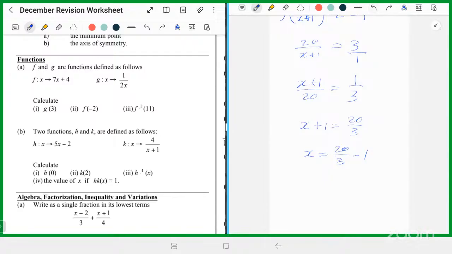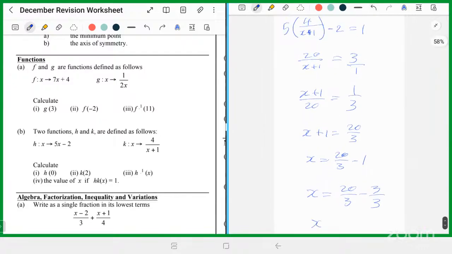Why did I do that? Because I wanted a number that has the same denominator as this one, which is 3. So I'm going to write x equals 20 over 3 minus 3 over 3. Take this 1 and change it to 3 over 3, so that I can multiply it by 3 and divide it back by 3. So it becomes 3 over 3. Then I can just focus on the numerator now. So it's 20 minus 3 is 17 over the common denominator of 3. That's the answer right there.